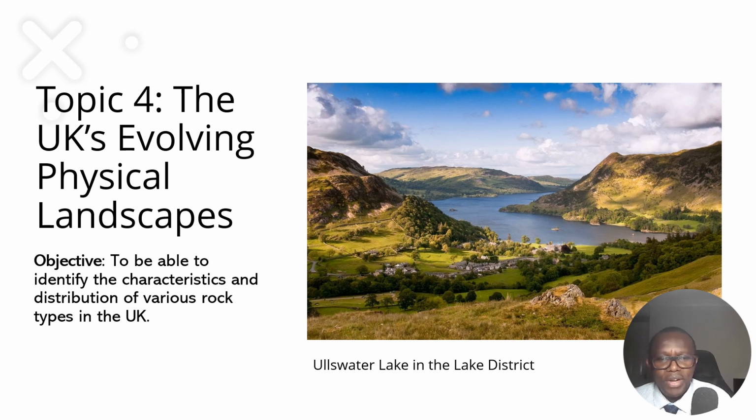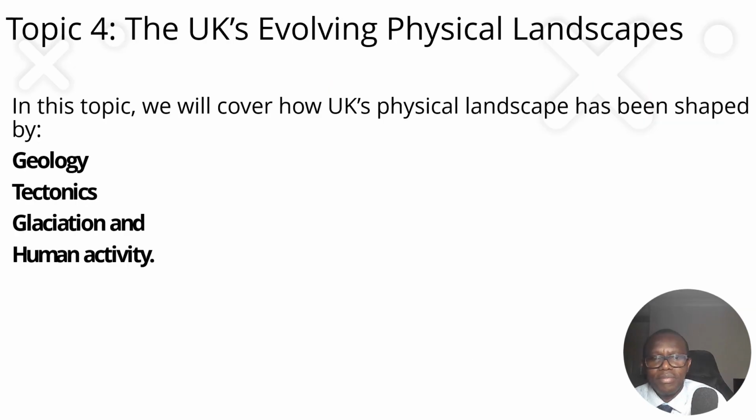Today we'll be covering topic 4, which is the UK's evolving physical landscapes. Our objective today will be to identify the characteristics and distribution of different rock types across the UK. In geography, we study both human and physical geography, and in this case we will be looking at physical geography, which studies the natural landscapes, in particular the UK's physical landscapes.